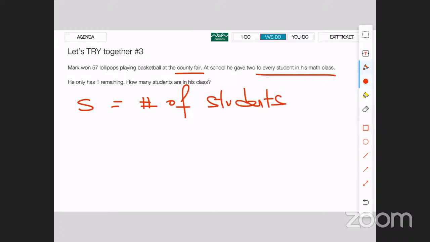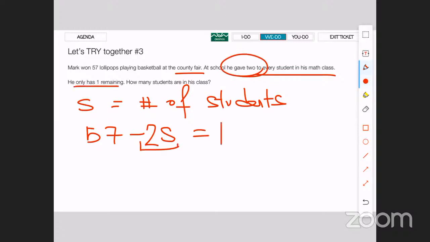And if he's giving 2 to every student, that means you have 57 and you're subtracting the number of students. If you just subtract S, that means you're giving only 1 lollipop to every student. If you multiply S by 2, because he gave 2 to every student, you need to say 2S. And the last thing is he only has 1 remaining at the end. So the remaining is 1 when you do the subtraction.